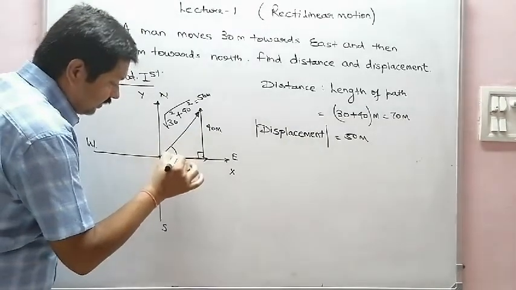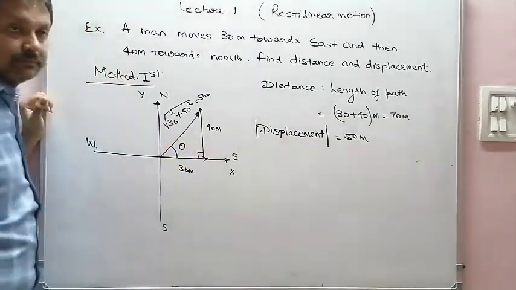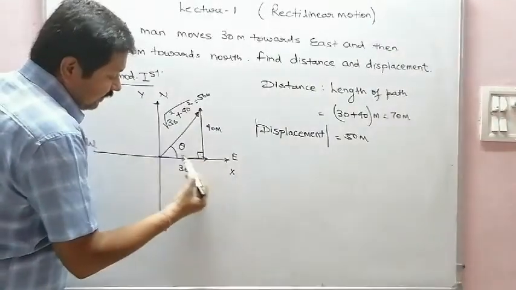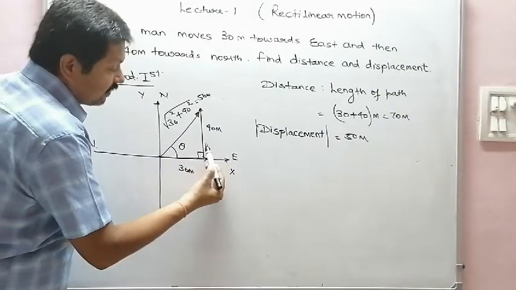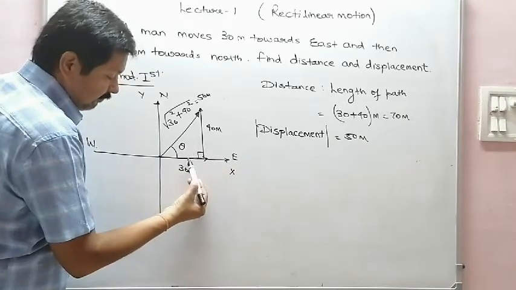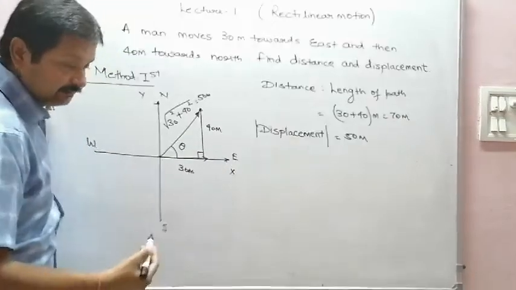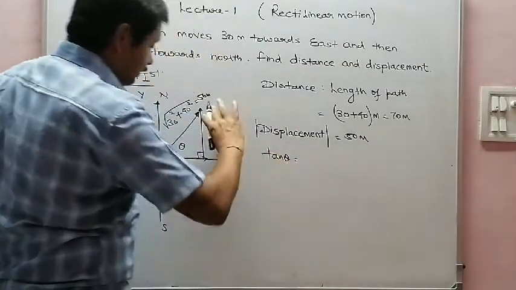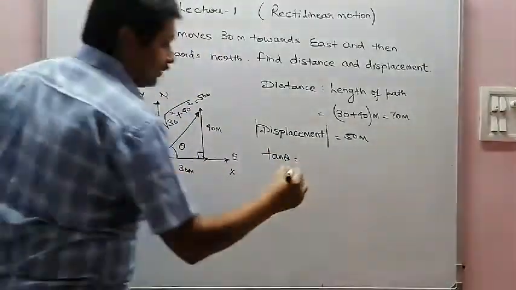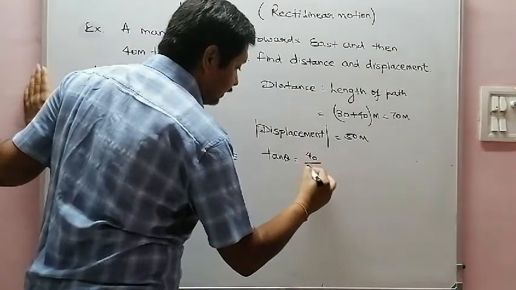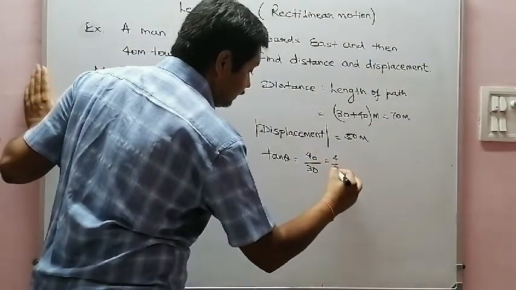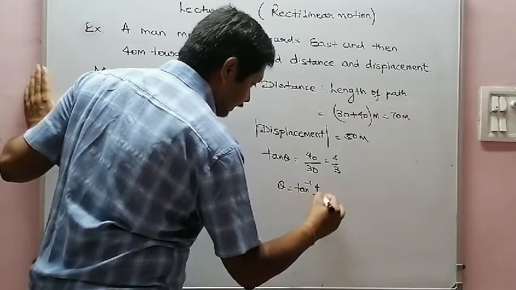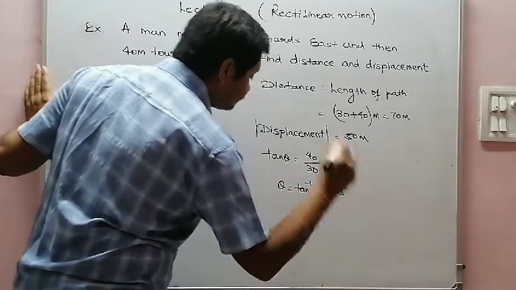Let this angle be theta. In the right angle triangle of theta, the side opposite to the angle is the perpendicular, this is the base, and this will be the hypotenuse. So tan theta will be perpendicular by base, that is 40 by 30, that is 4 by 3. So theta is tan inverse 4 by 3, that is 53 degree.